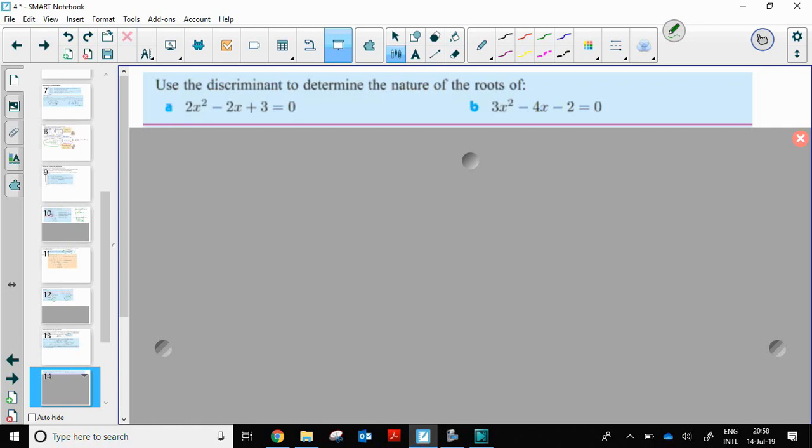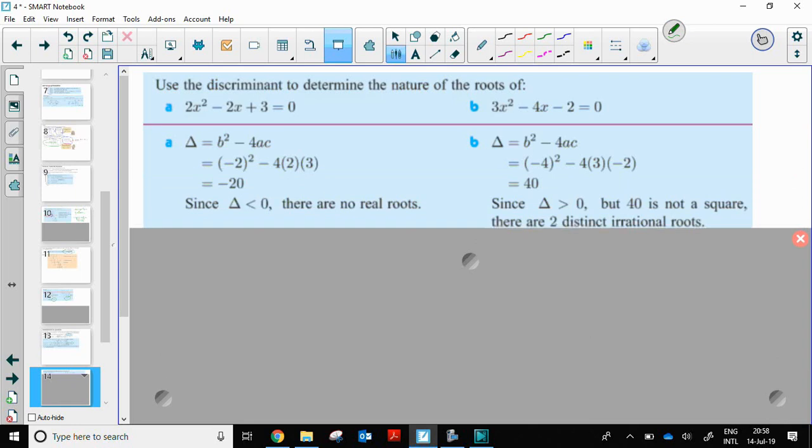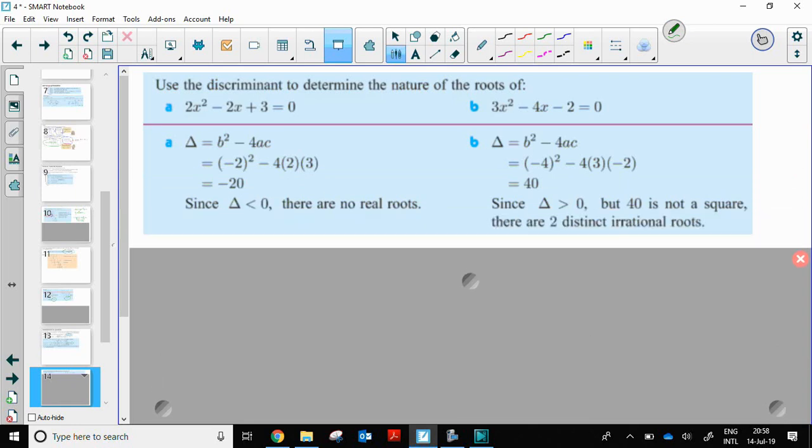So this is boring. Just use the discriminant to determine the nature of the roots. In each case we figure out what b squared minus 4ac is. In the first example, it's negative. In the second example, it's positive. So that means negative discriminant, no real roots. Positive discriminant, two distinct roots. 40 is not a perfect square, so that means that my two distinct roots are going to be irrational.